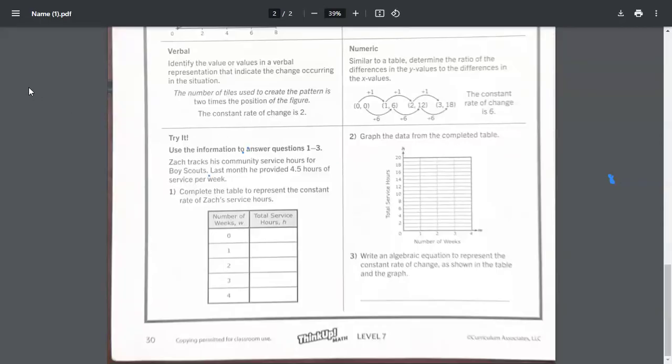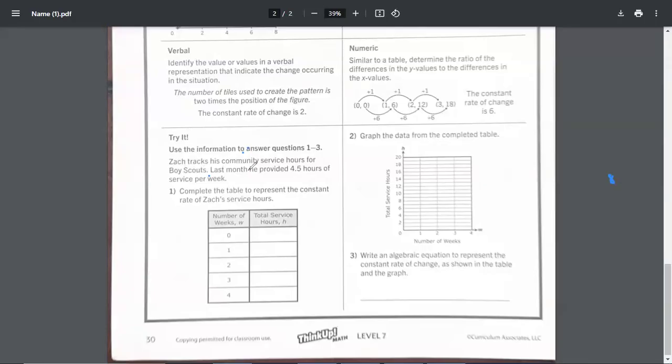Okay. On this one, it says that Zach Jackson's community service for Boy Scouts last month, he provided 4.5 hours of service per week. Notice that this is my X, this is my Y. Number of weeks. So if I didn't go no weeks, I am not going to do any service. No total service. I did not do nothing. There was no weeks. Per week means every 1 week. For 1 week, I did 4.5.